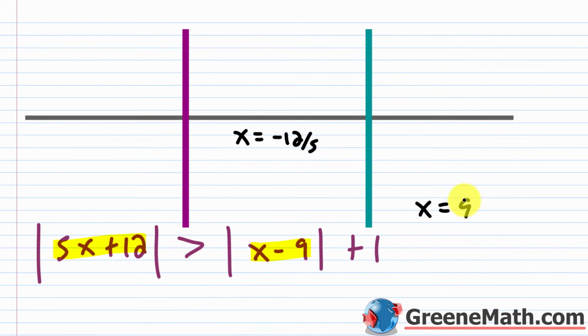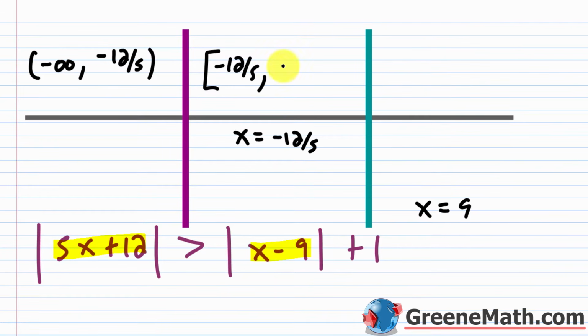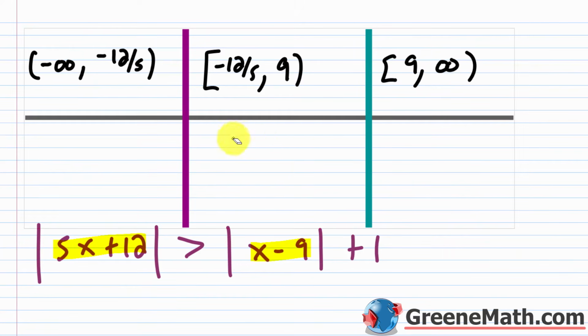So the leftmost value here is this negative 12/5. So I'm going to say that coming from negative infinity, going up to and excluding negative 12/5. And then again, here I'm going to include negative 12/5, and we're going to go up to and exclude 9. And then here I'm going to include 9 and then anything larger. All right, so we've got the intervals going.